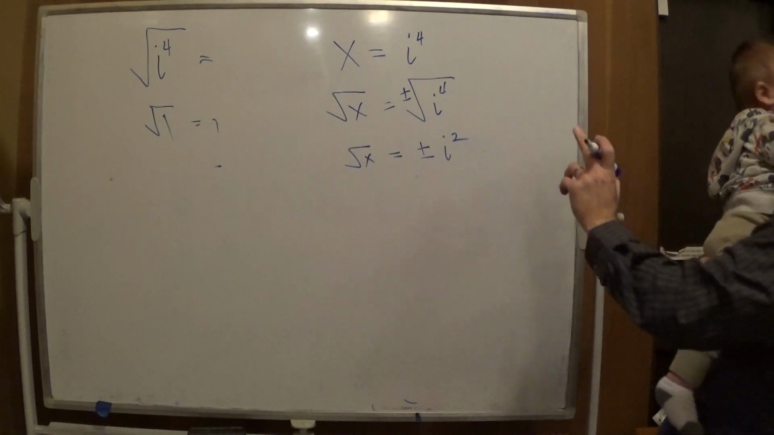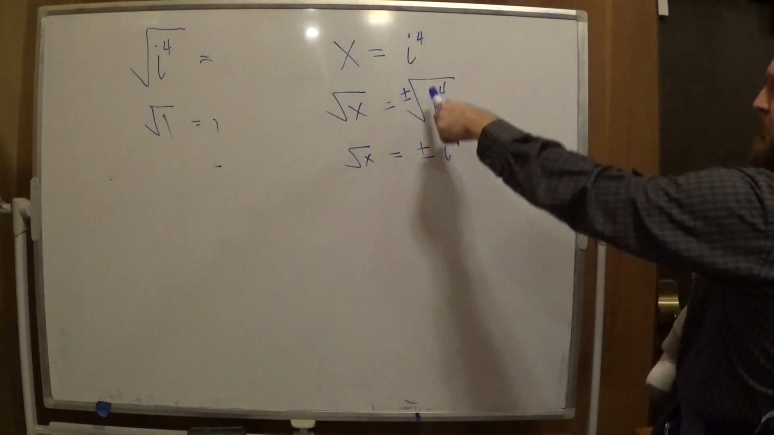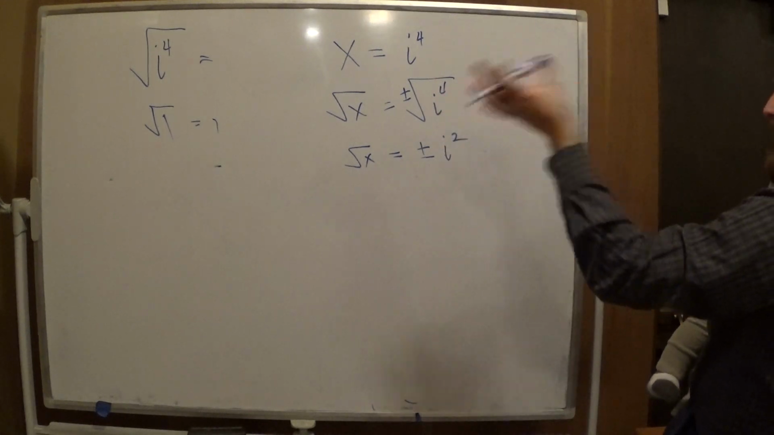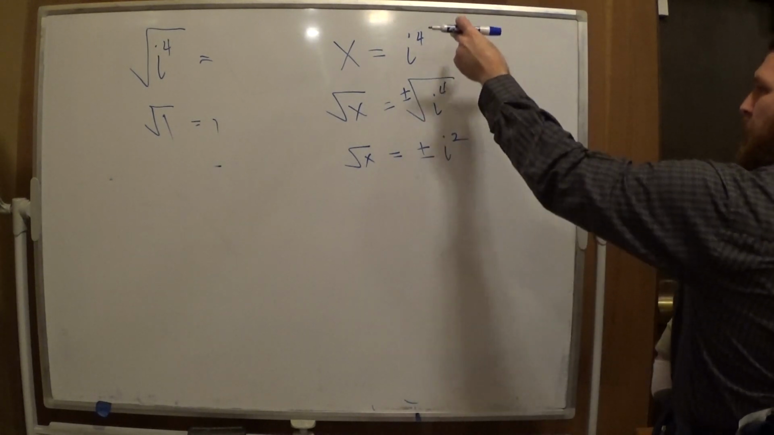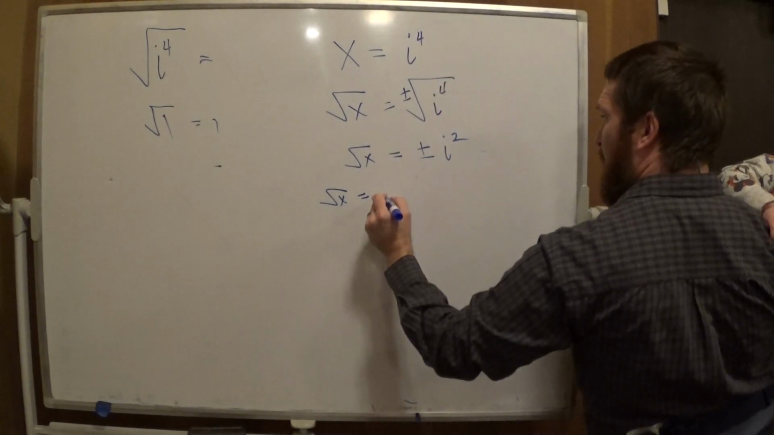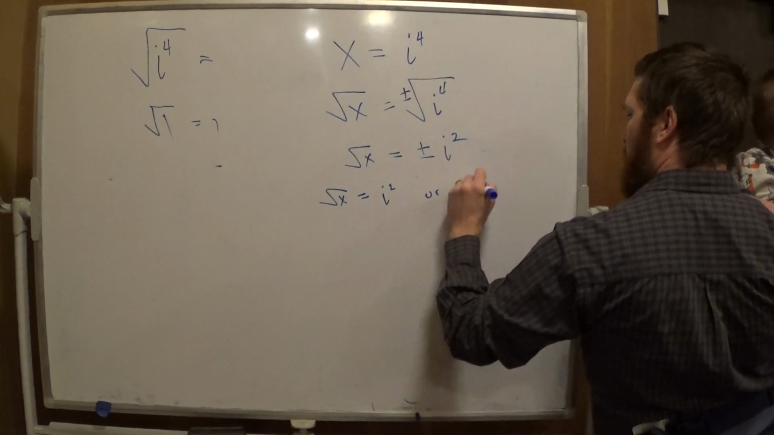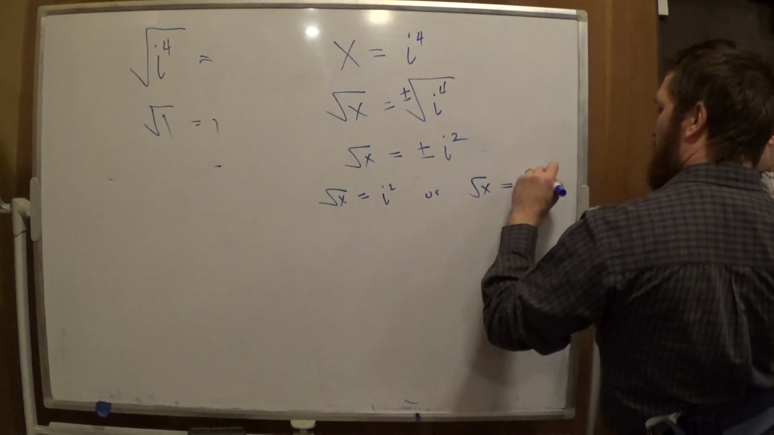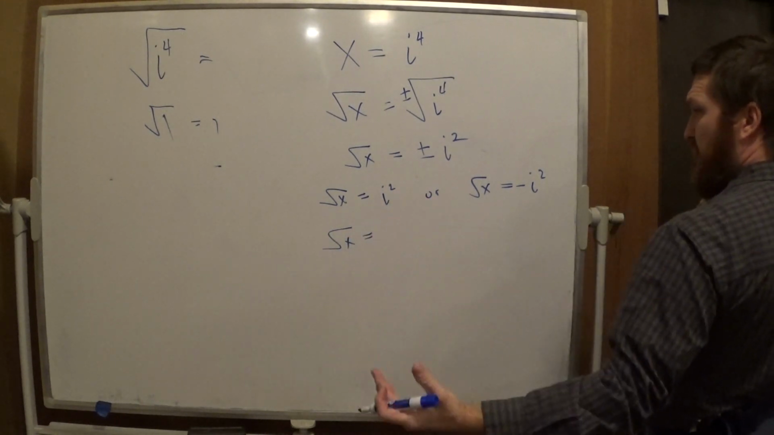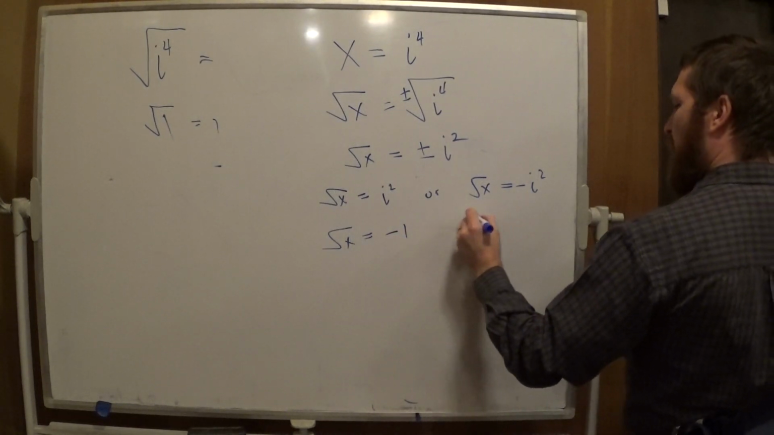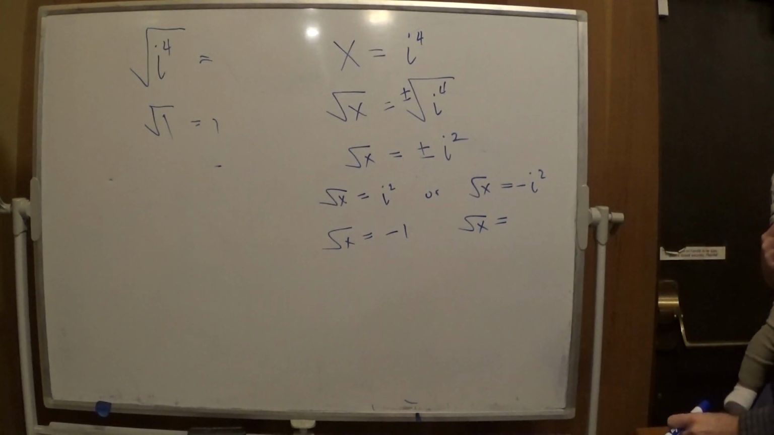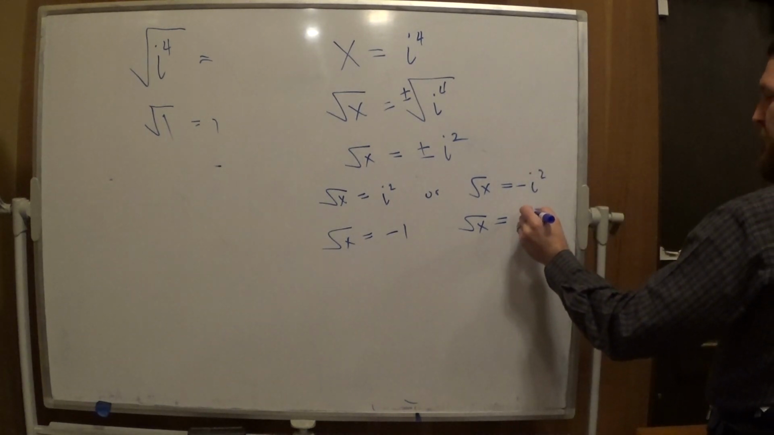Right, so this is what's going on. When you take a square root, this is what happens here. So let's continue. There's two possibilities. You have a number, you've taken a square root. So either the square root of x, which was your original number, is equal to positive i squared, or the square root of x is equal to negative i squared. Now, the square root of x is either equal to negative 1, since i squared should be negative 1, or it's equal to negative negative 1, which should just be positive 1.